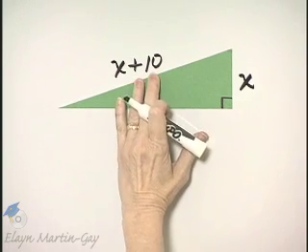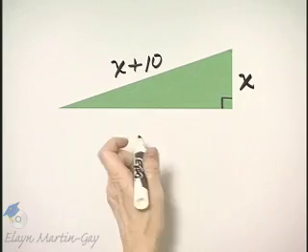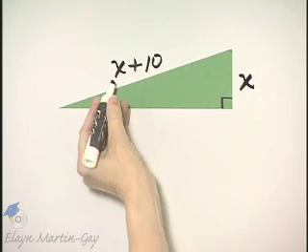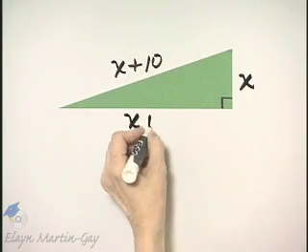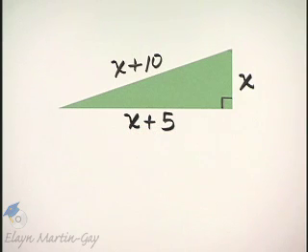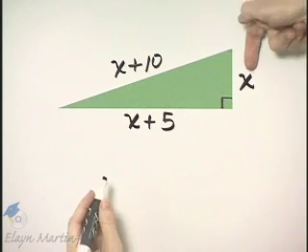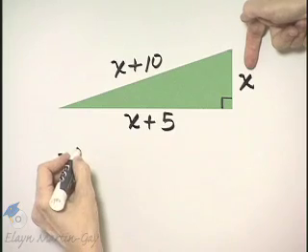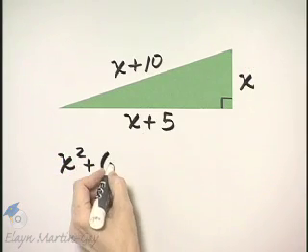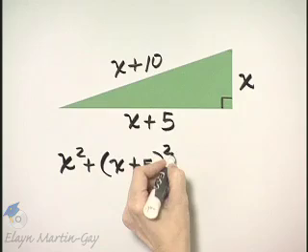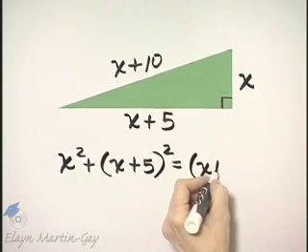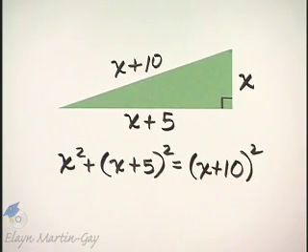If this is 5 centimeters longer than the longer leg, that must mean the longer leg is this minus 5, or x plus 5. So there we've labeled the sides of our right triangle, and then what can we use to set up some sort of equation to solve to find x? Well, we can use the Pythagorean theorem, that being this length squared plus this length squared is equal to x plus 10, the hypotenuse length squared.